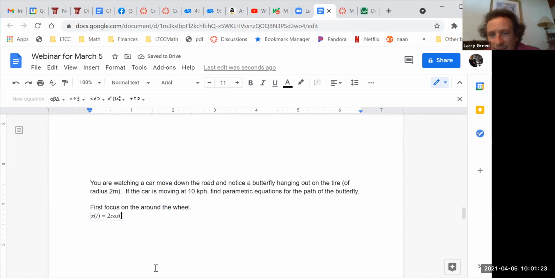Okay, except it's not going to be t anymore. So now we got to think some more, because it's not going to be 1 revolution every second. How are you going to get the revolutions? We're going to go t times, and now we got to adjust by revolutions. So we know that 1 car circumference is how much?